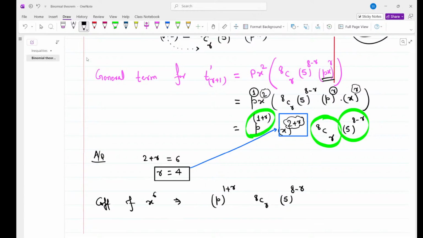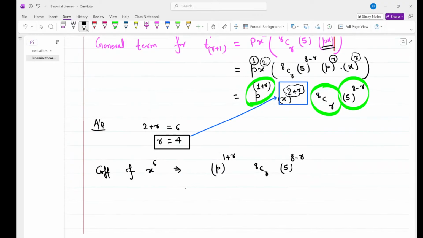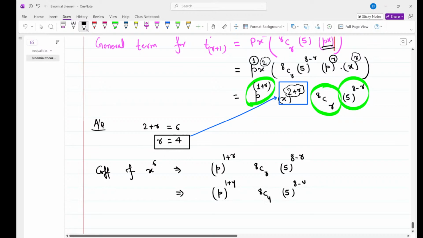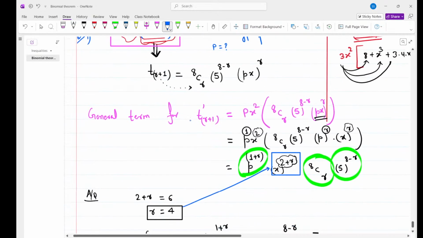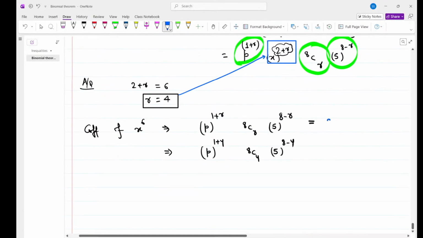And fortunately, we have the value of r known now. So we can substitute the value of r. So it should be p raised to power 1 plus 4, 8C4, 5 raised to power 8 minus 4. And according to the question, this is given. We are given that the coefficient of x raised to power 6 is 3402. Right, so we should equate this to 3402.